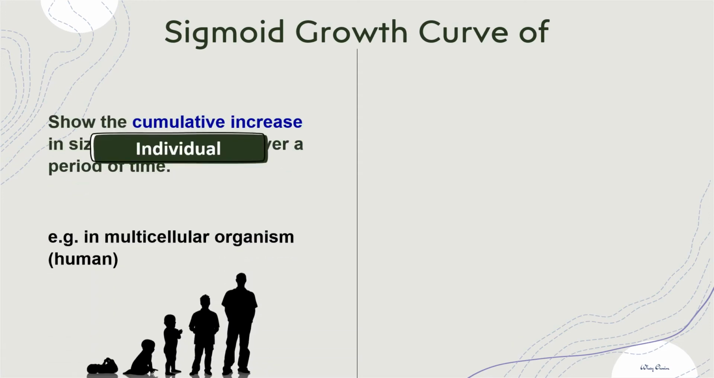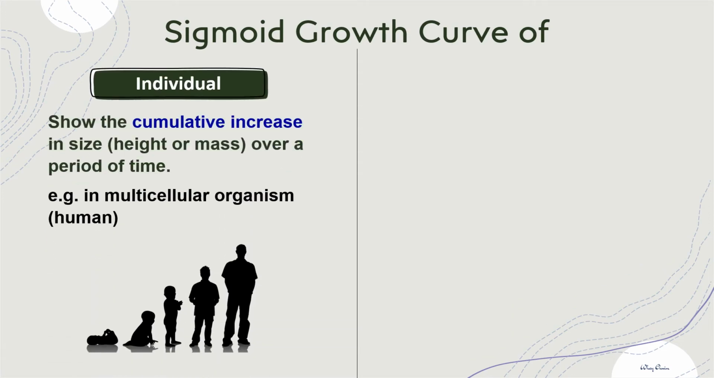Sigmoid growth curve can be obtained if we study the size of one individual organism for a period of time, and they will show cumulative increments in size. So the most common example is human. Of course, we can study other multicellular organisms such as animals and plants.